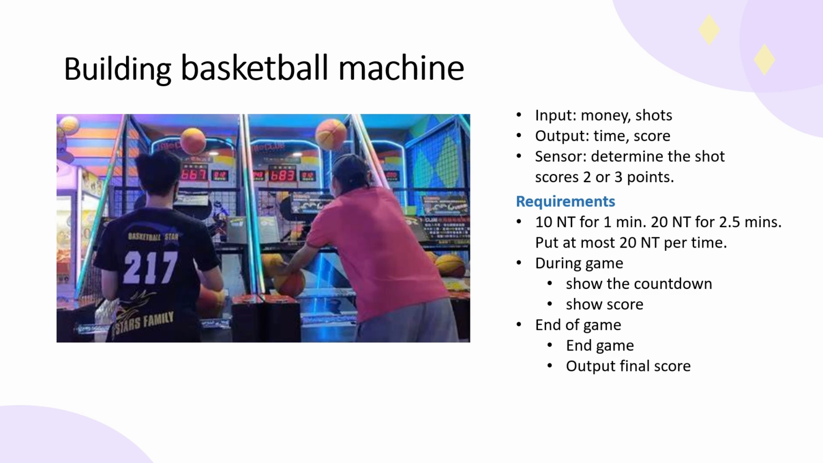If the player puts in 10 NT dollars, the person can play for 1 minute. If the player puts in 20 NT dollars, the person can play 2.5 minutes. The player can put in at most 20 NT dollars per time. During the game, the machine has to show the countdown of the time and score and calculate the score. Finally, it outputs the final score right after the game ends.